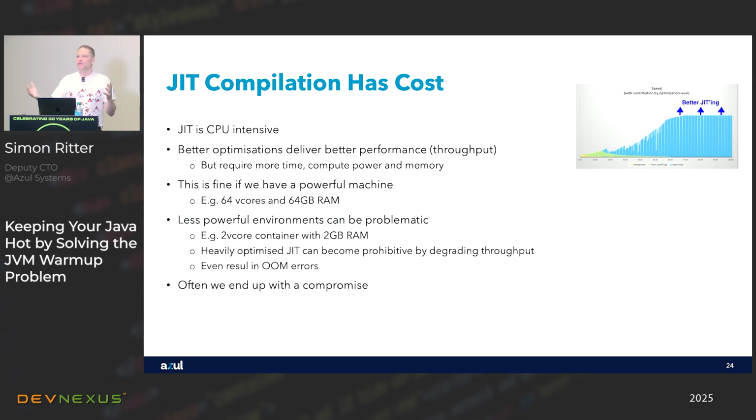If you're running on a nice big beefy machine, if you've got 64 vCores and 64 gigs of memory, it's not really going to be too much of a problem. If you're running on a small container where you've got 2 vCores and 2 gigs of memory, then trying to do heavy, hardcore optimizations is not really practical because you're going to use too much of the CPU resource, too much of the memory. You might even hit out of memory errors because you're taking so much of the memory that there isn't enough left to run the application code. So when we're running in a constrained environment, we often end up having to compromise by saying, okay, let's not optimize as much because it doesn't require as much resources, but we don't get the best level of performance that we can potentially get.